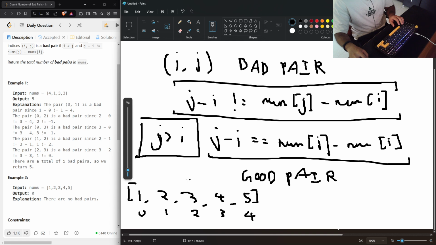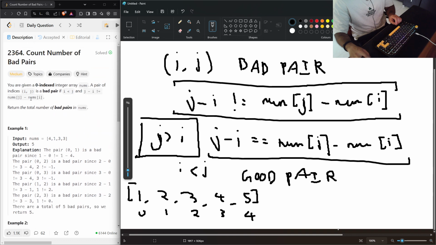You take any two indexes i and j, provided that j is greater than i. That's the condition that you have to follow. You take any of those indexes. Let's take 1 and 3. We have indexes 1 and 3, and values 4 and 2. The index difference will be 3 minus 1, and the difference of the values at those indexes, meaning 4 minus 2, will always be equal. 2 is equal to 2.